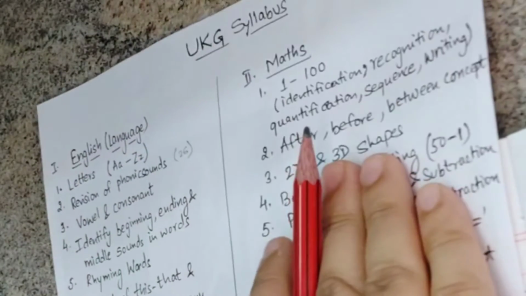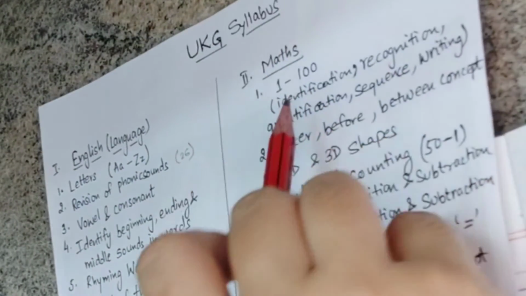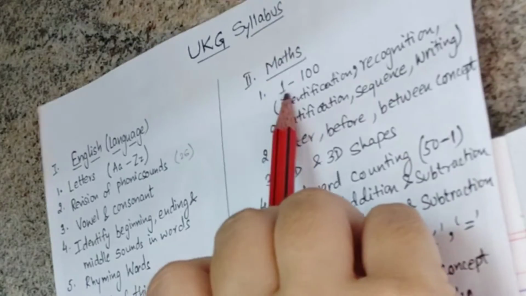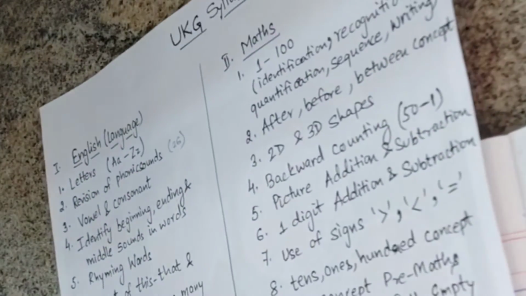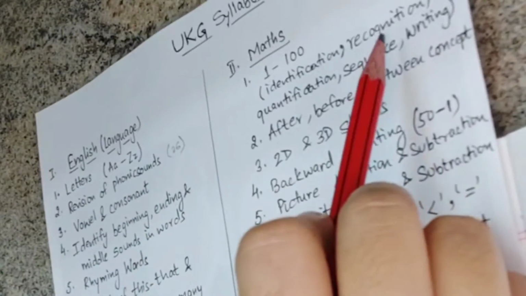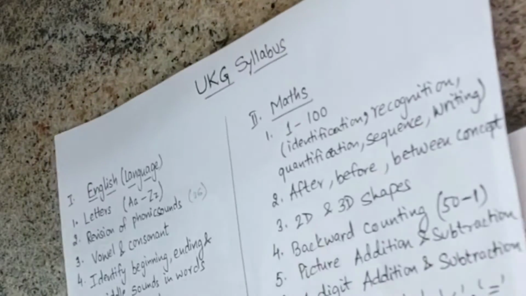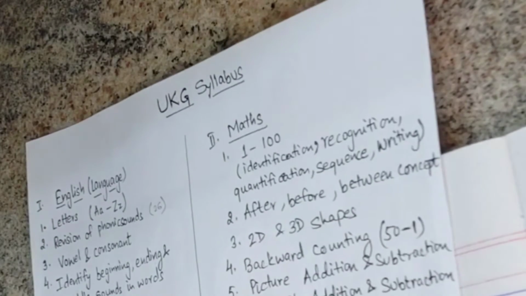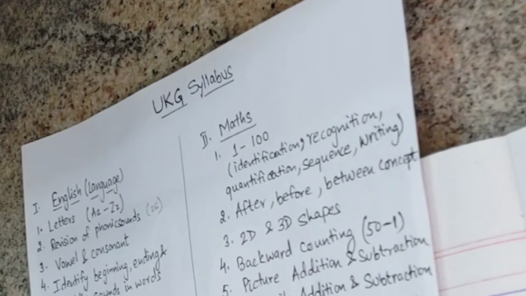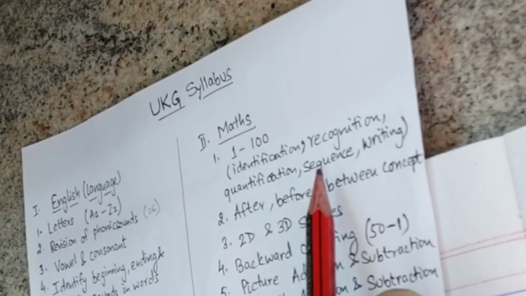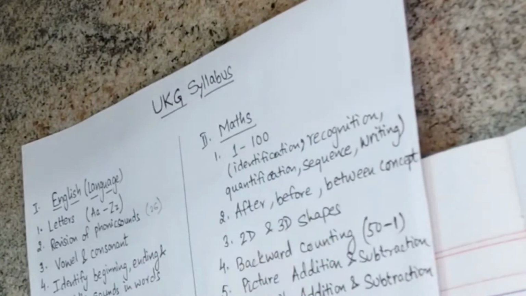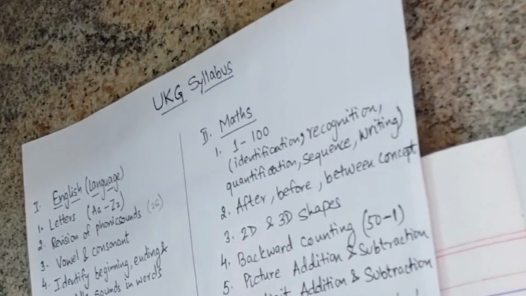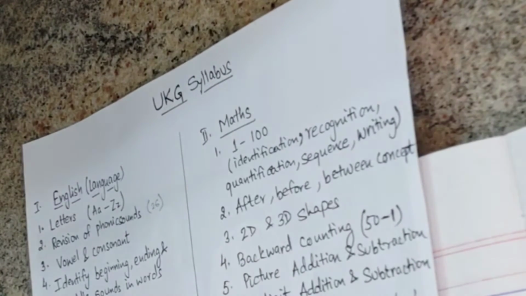Let's move on towards the next category, which is the maths category. Here what exactly you need to focus on is 1 to 100. So for 1 to 100, what all things? This is identification and recognition of the numbers, then quantification. They should be able to quantify also. If you are showing them, they should count and quantify accordingly. They should be able to do sequencing, that after 1 what comes, after 10 what comes. They should not say that after 15 it is 17. So that sequence should be there.